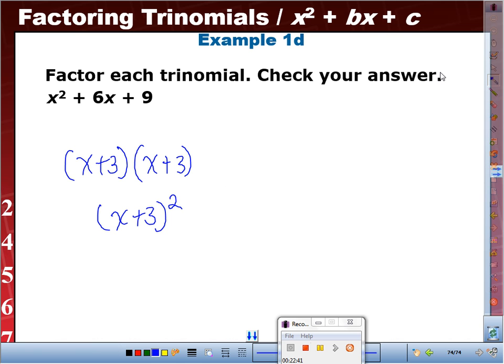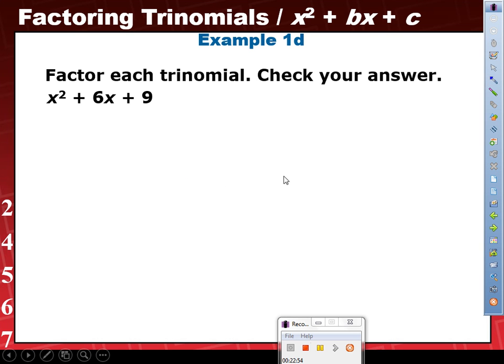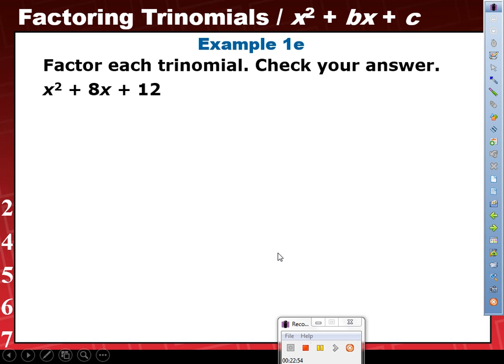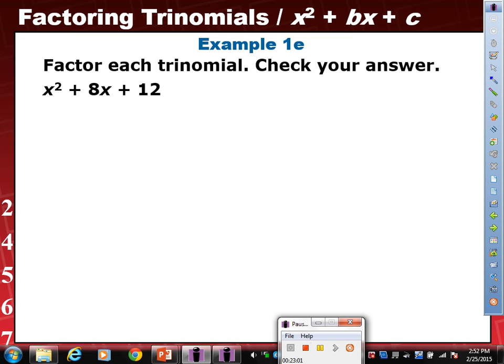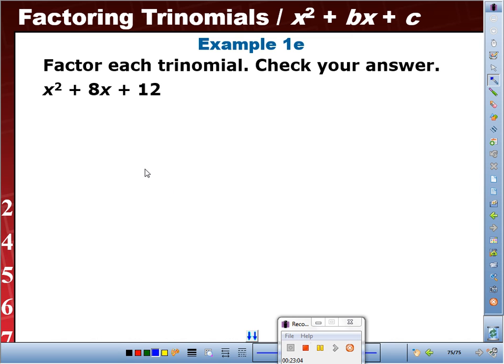Let's continue. Next one. Copy this one. See if you can go a little bit faster. X squared plus 8x plus 12. Go. So, I see some of you doing this. GCF, you do this. You do this.